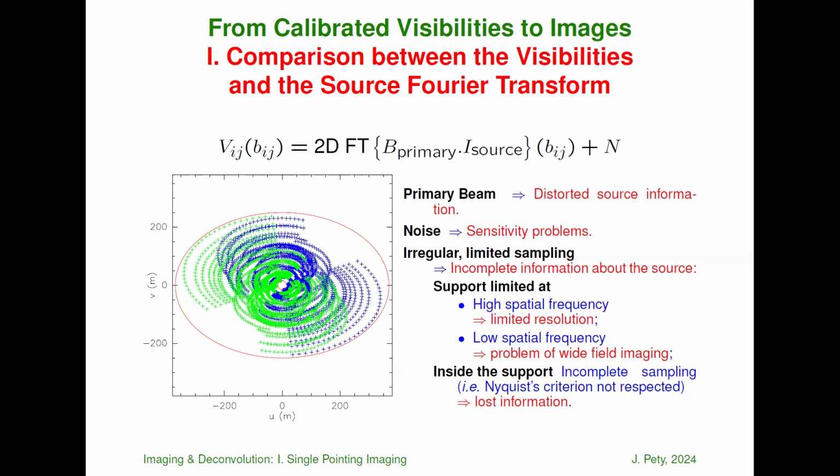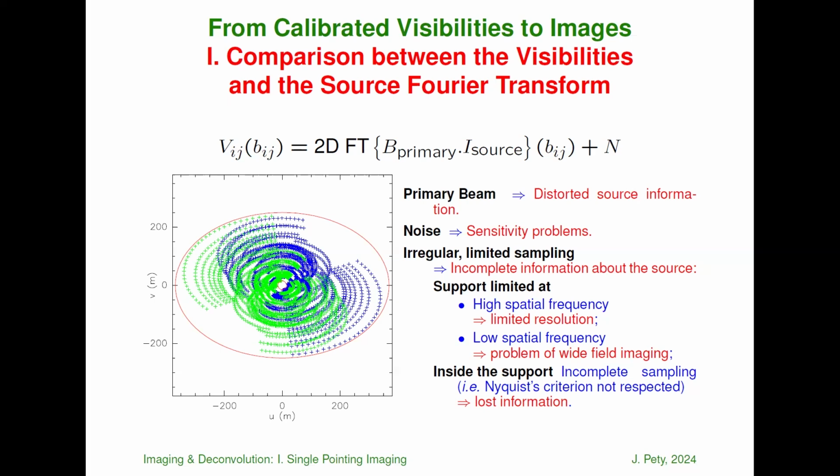So here I'm showing the sampling in the UV plane. Each cross is one measurement of the visibility, in blue and green. The first thing you see is that you have an ellipse. You have no information outside the large red ellipse. This is just due to the fact that you have a limited angular resolution in the image plane, which is related to the largest distance measured in the UV plane. Okay? So limited high spatial frequency means limited resolution.